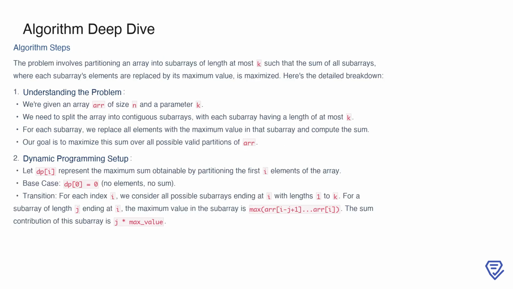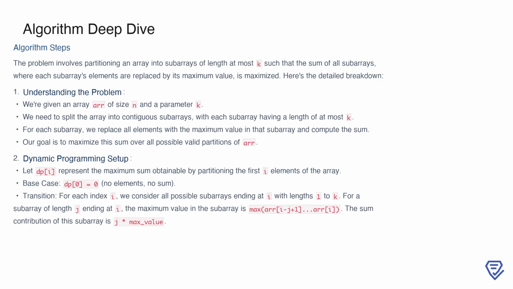To solve this problem, our goal is to partition the given array into subarrays of length at most k, replace all elements in each subarray with the maximum value of that subarray, and then compute the sum of all these transformed subarrays. The objective is to maximize the sum while adhering to the constraints on partitioning. To approach this, we use dynamic programming.